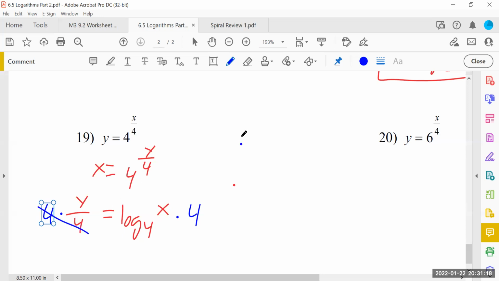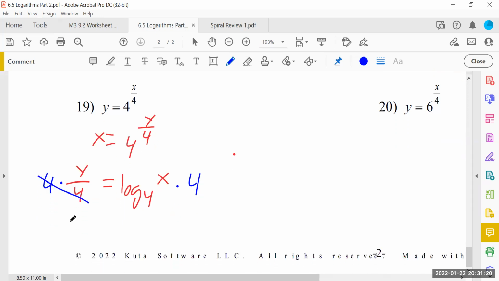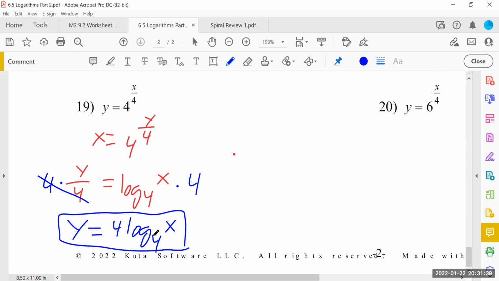Fours cancel. Y is equal to 4 log base 4 of x. I haven't been mentioning it enough, but make sure your base is down nice and low, that it looks like the base and not log 4x altogether, or else someone may think that it's log base 10. Try to make that a really obvious base.